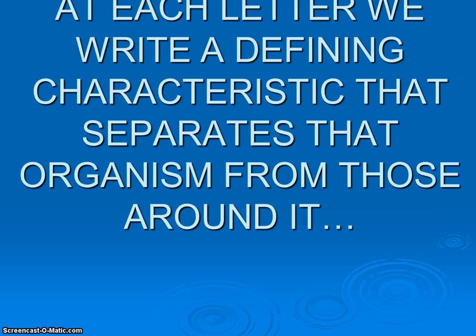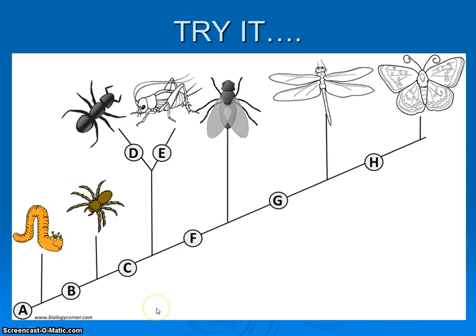So the way that they work is that at each letter we write a defining characteristic that separates the organisms from those around it. Now, what does that mean exactly? What we're implying here is that at each letter, if we write in a characteristic, let's say here at letter F, what that means is that after we pass over the letter F, that trait that we've written here is true for every single organism that comes after on the timeline.